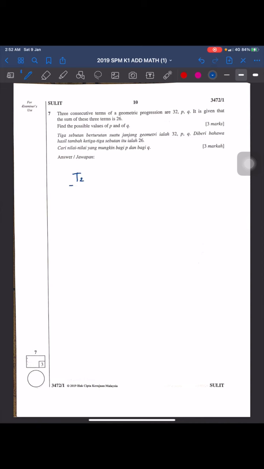So T2 over T1 is equal to T3 over T2. Kita tahu this is T1, T2, T3. So T2 is P. So P over 32 is equal to Q over P. So P square over 32, kita akan dapat Q. So this is the first part yang kita boleh obtain from the question.